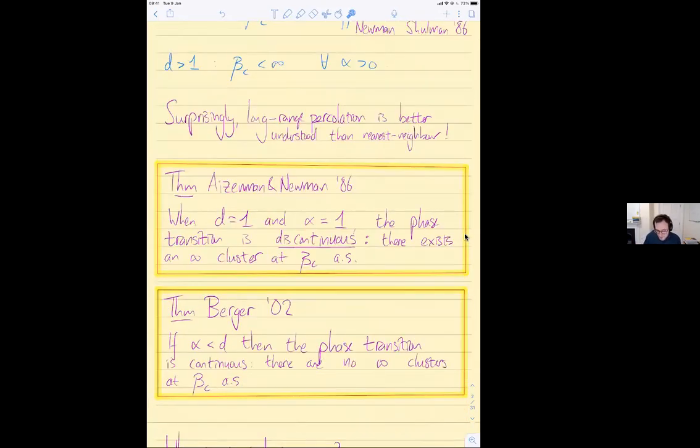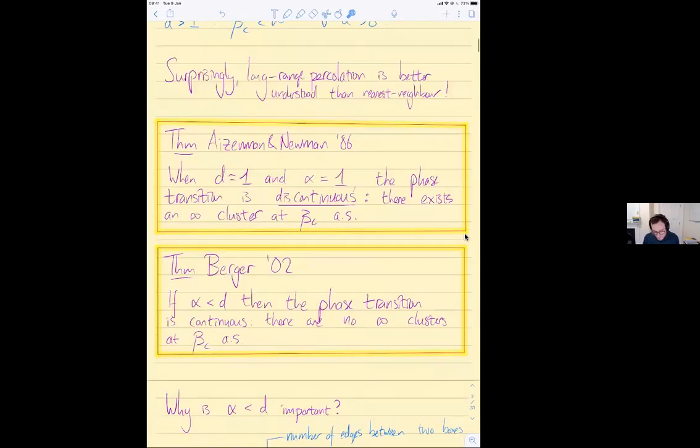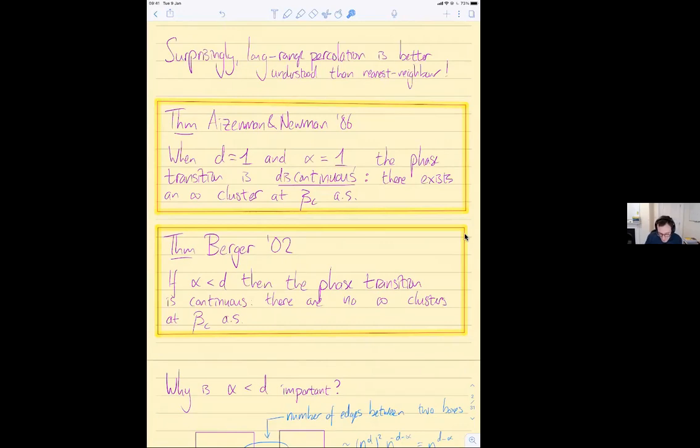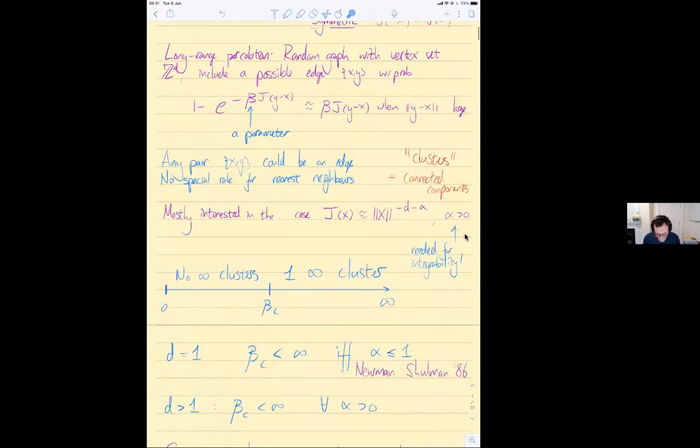Now, it might seem like perhaps this ought to be a more complicated model than nearest neighbor percolation, but it's actually better understood than nearest neighbor percolation in many ways. In particular, it's a theorem of Noam Berger from 2002 that if alpha is less than d, then the phase transition is continuous, i.e. there are no infinite clusters at criticality. I should say, by the way, that the way this is set up with this factor of beta, as we increase beta, we're increasing the density of edges. So just like in normal percolation, we get this phase transition where for small beta, there are too few edges and there are no infinite clusters. For large enough beta, there's a unique infinite cluster.